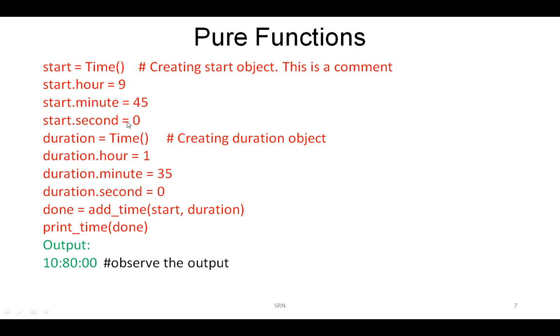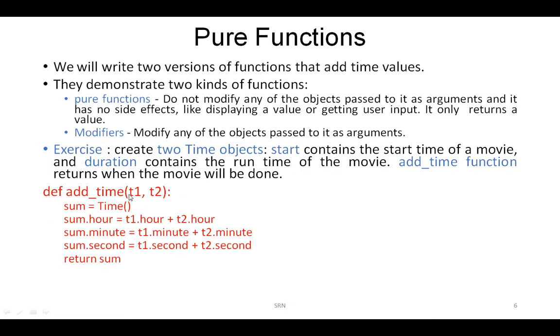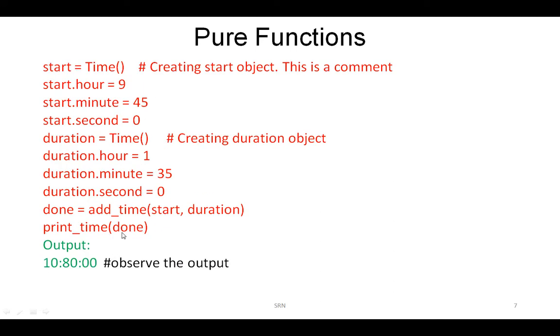That is, the movie starts at 9 o'clock 45 minutes and 0 seconds, and the duration of the movie is 1 hour 35 minutes. Now we call the add time function by passing start and duration. Control goes to the add time function here, adds hour to hour, minute to minute, second to second, and it returns the sum object. And that returned value we are assigning to done.